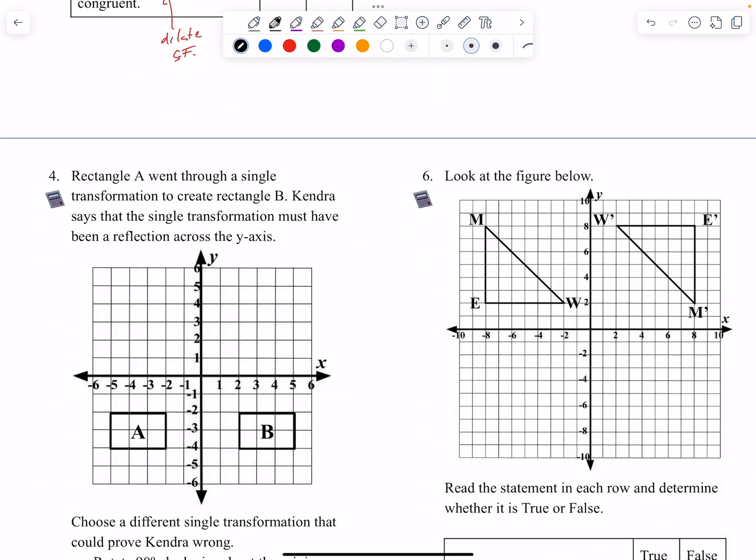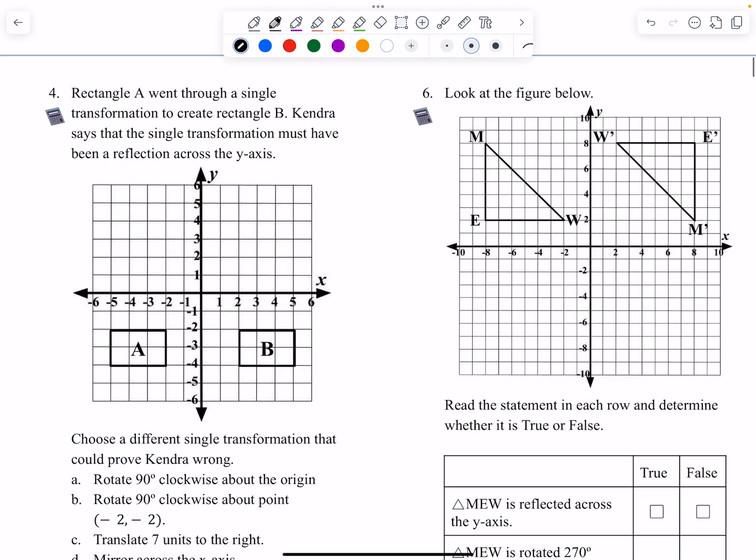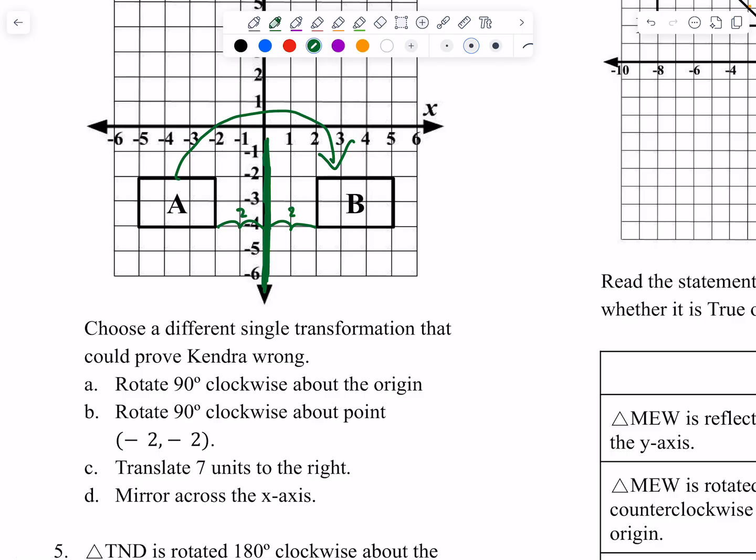Rectangle A went through a single transformation to create rectangle B. Okay, that's nice. Kendra says the single transformation must have been a reflection across the y-axis. So here's the y-axis. Essentially, Kendra said it flipped. So it flipped on the y-axis, which, yeah, it looks like it. Because if it's a mirror, it looks like it's 1, 2 away, 1, 2 away. All right, yeah, I can see that. Choose a different transformation that could prove Kendra wrong.